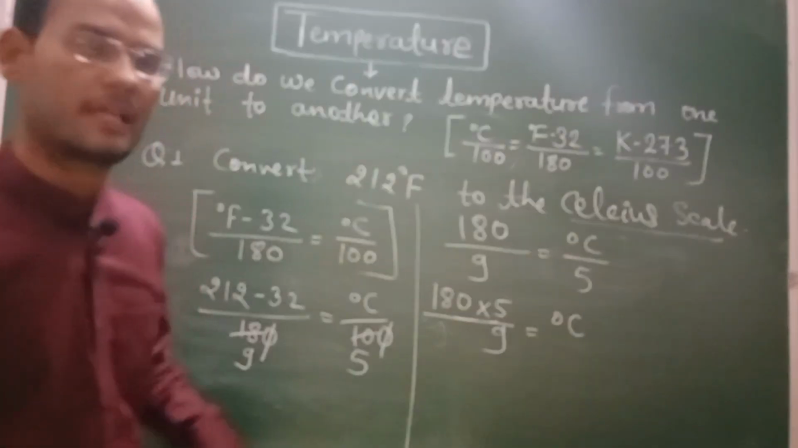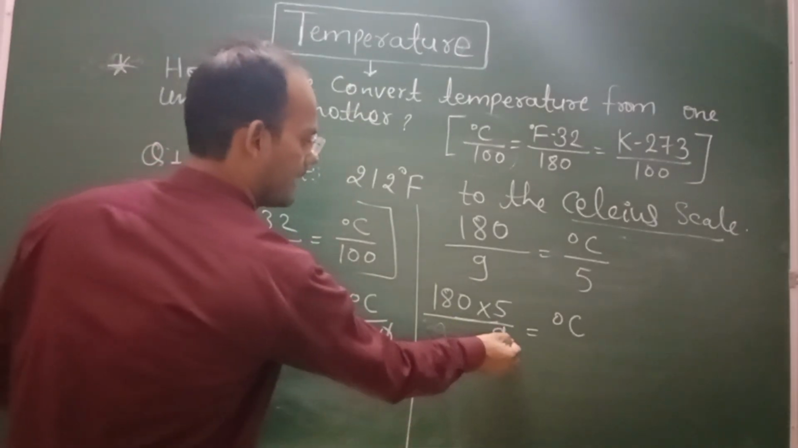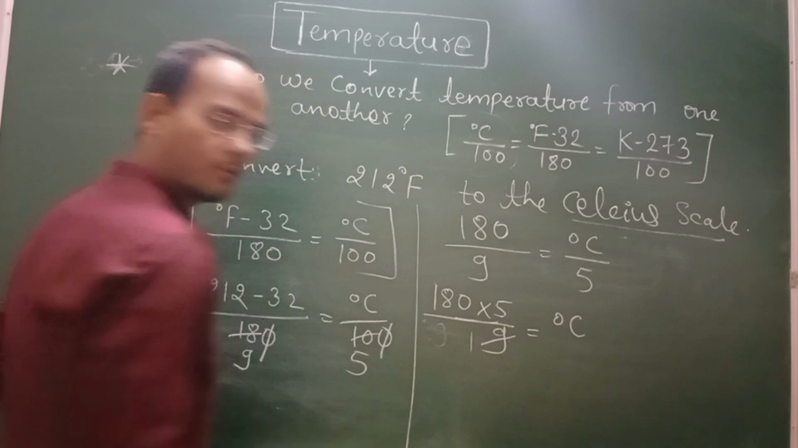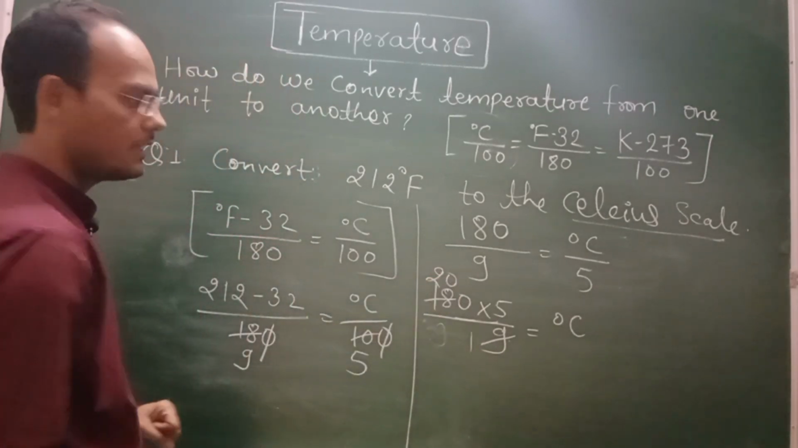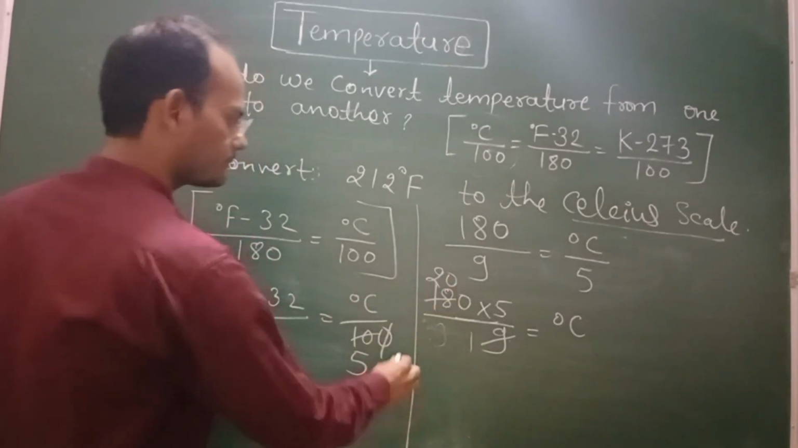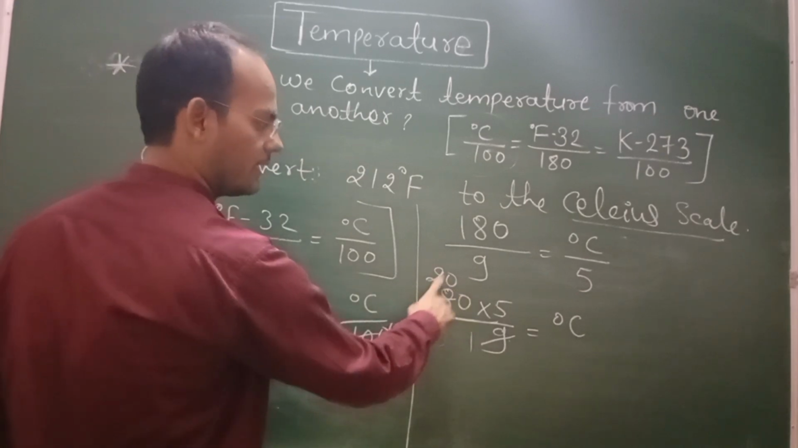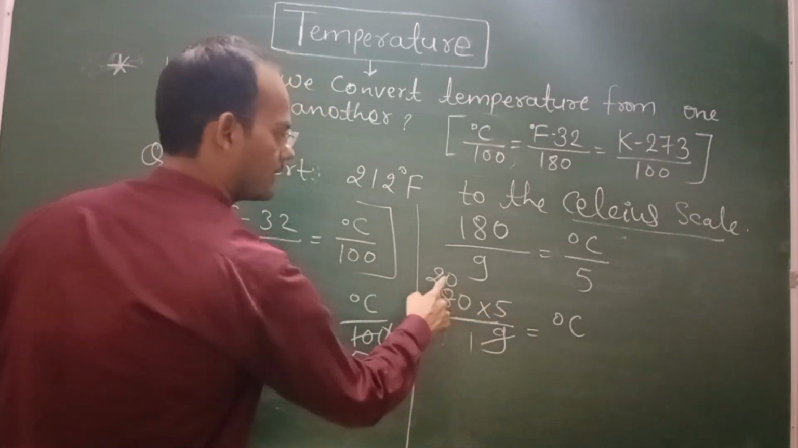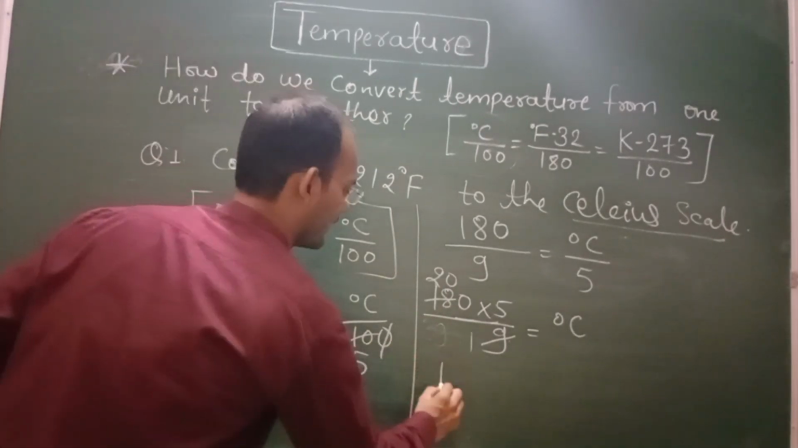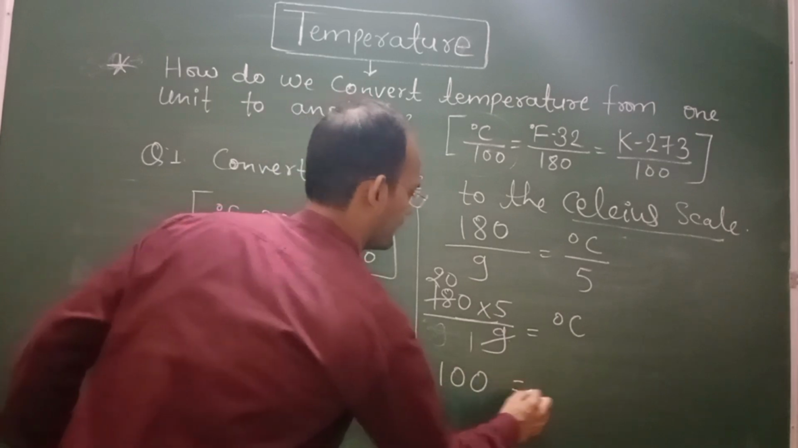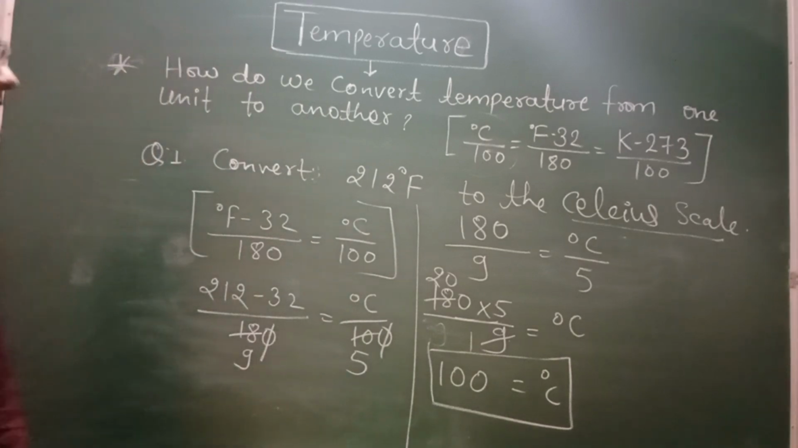Okay, now calculate this one. 9 1s are 9, 9 2s are 18, clear, and 0, and this is the calculation. And multiply the 20 by the 5. Okay, 25 is how much? 100, and this is the answer, 100 degree Celsius.